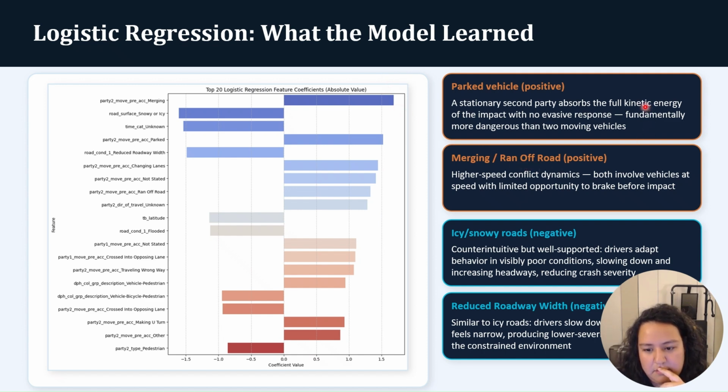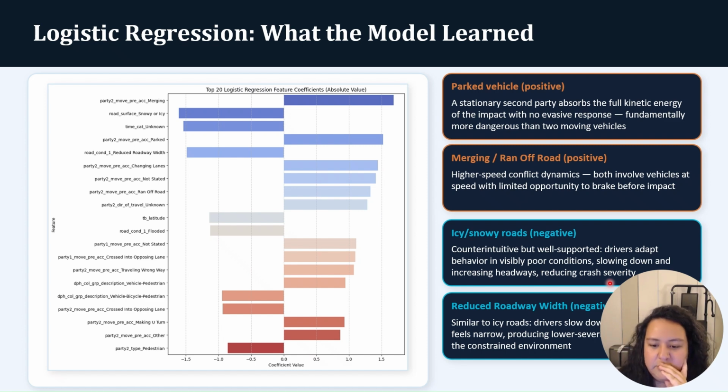Of the ones with large positive correlations with severe crash are parked vehicles. So essentially you have one vehicle that's not evading a crash, and so these do end up leading to more severe outcomes. And we also have merging or getting run off the road. And so these are obviously high speed situations and they have less visibility. So these are more likely to end up with the severe outcomes.